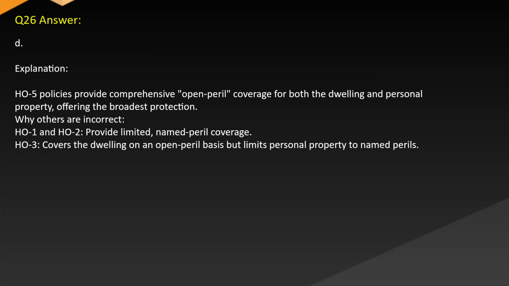Answer D. Explanation. HO5 policies provide comprehensive open peril coverage for both the dwelling and personal property, offering the broadest protection. While others are incorrect, HO1 and HO2 provide limited named peril coverage. HO3 covers the dwelling on an open peril basis but limits personal property to named perils.